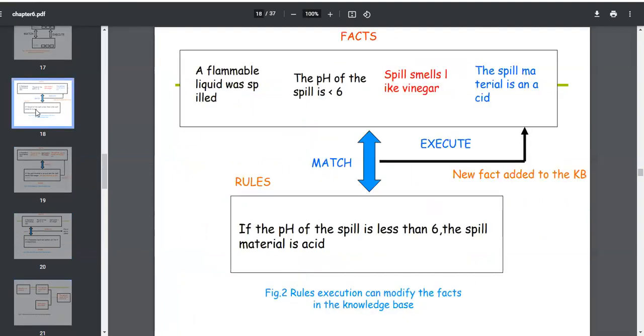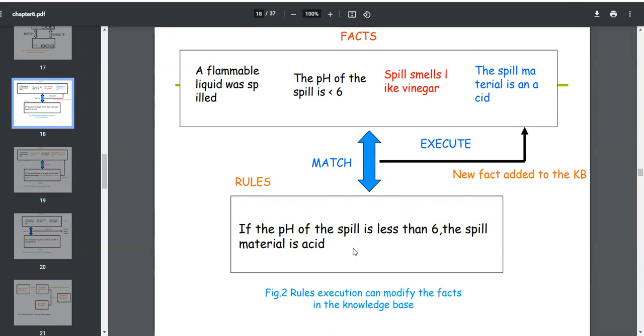To be very specific, in the facts we have the different facts we have already discussed: a flammable liquid was spilled, the pH of the spill is less than 6, the spill smells like vinegar, the spill material is acidic. These are the facts available. Now, what is the rule we have discussed that we are going to write here? If the pH of the spill is less than 6, the spill material is acidic. So whatever facts are applicable, we are going to match with this rule, and whatever result we get, we are going to add here. A new fact is going to be added here.